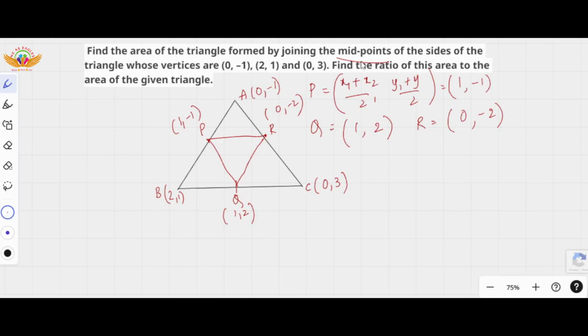So let us make the question: find the points P, Q, R. Sometimes they'll give you the ABC vertices, and they will ask you to find the points P, Q, R. Just use this midpoint formula and find them. No need to find the area of the triangle because it is not in your syllabus now.